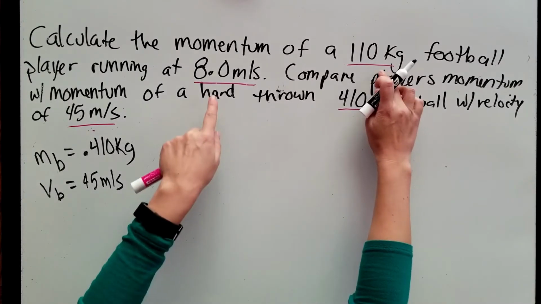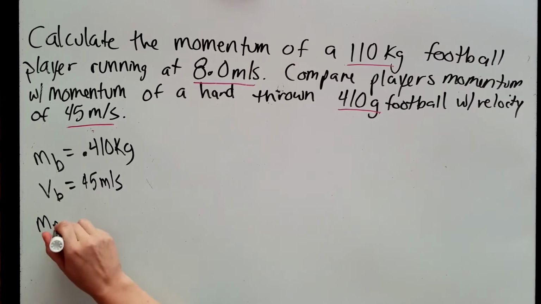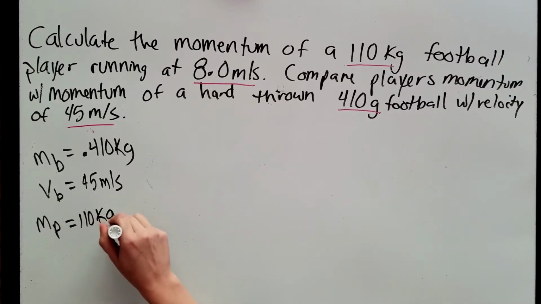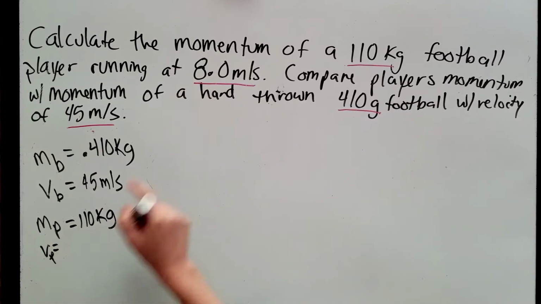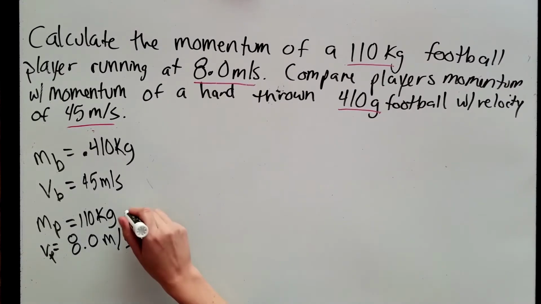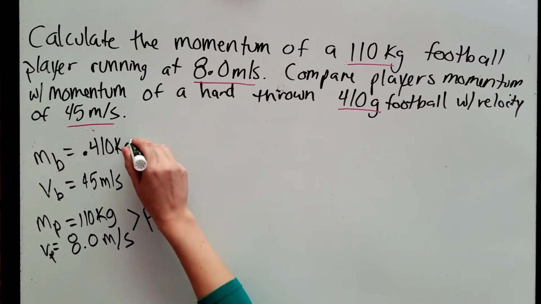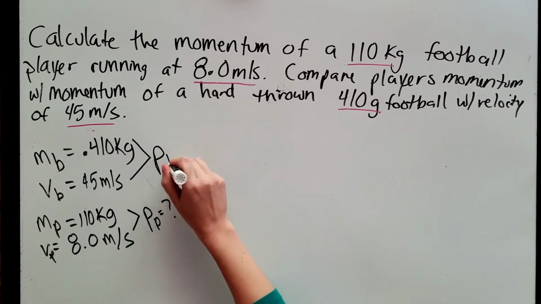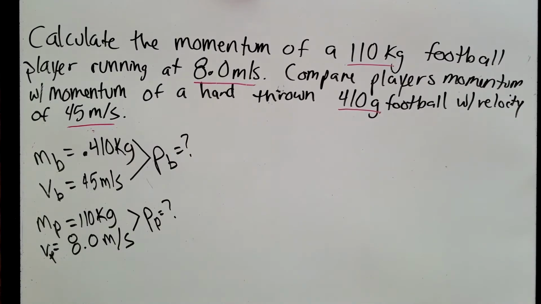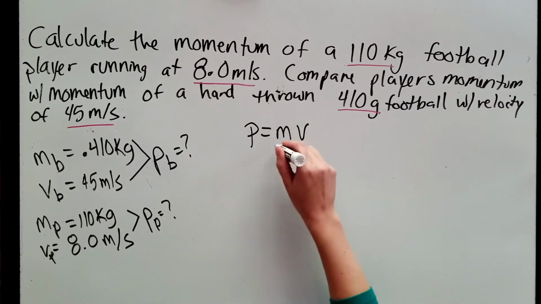So next, I'm going to look at the mass and the velocity of the football player. So the mass, so M sub P, mass of player, is going to be 110 kilograms. The velocity of the player is going to be 8 meters per second. And what I'm trying to solve for then is the momentum. And remember, momentum is represented by the letter P. Okay, so I'm going to use these values to figure out the momentum, the P, of the player. And I'll use these two values to figure out the momentum, P, of the ball. And then I'm going to compare, see which one has greater momentum. Because remember, momentum is dependent upon mass and velocity. So the equation I have for that would be then multiplying mass times velocity.